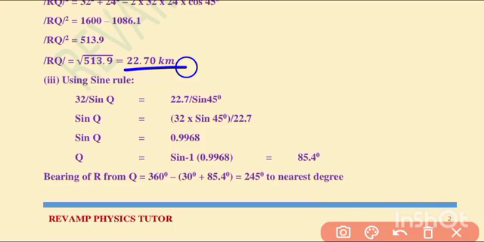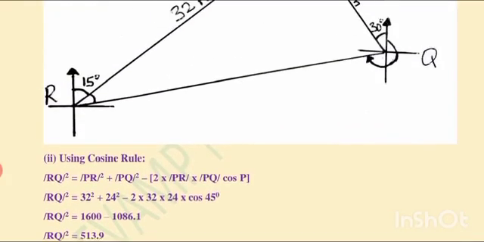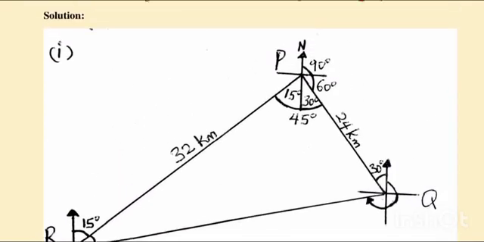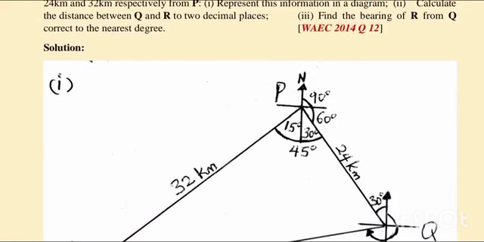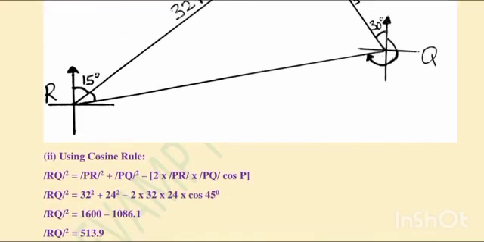And the second part asks us to find the bearing of, okay, let me check again, the bearing of what from what. The second part of the question asks us to, sorry, the third part. The first part is the diagram, and we've been able to do that. The second part is the distance between Q and R, and the third part asks us to find the bearing of R from Q.